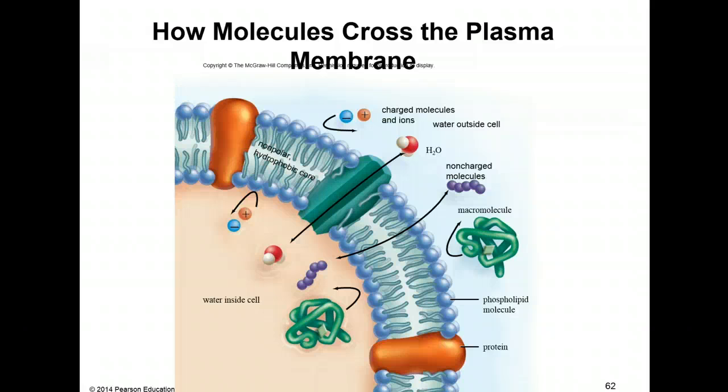Water can enter the cell using specialized channel proteins called aquaporins. Non-charged molecules can easily pass through the phospholipids, whereas large macromolecules need assistance to enter the cell. Gases typically enter the cell very easily by simply diffusing across the phospholipid bilayer.